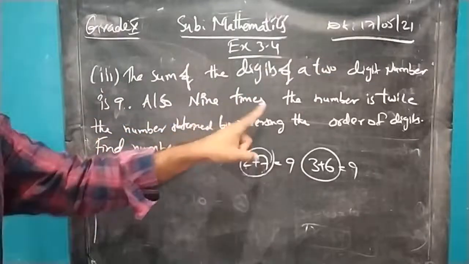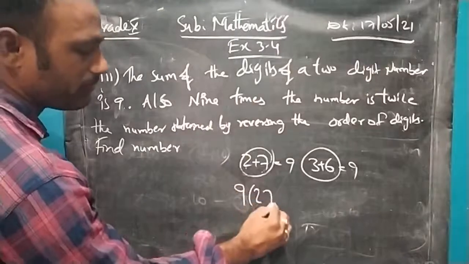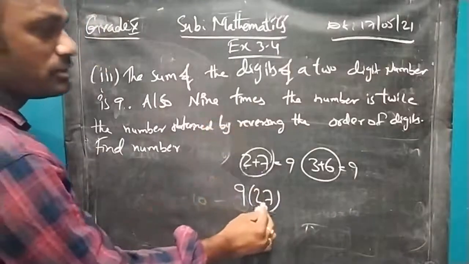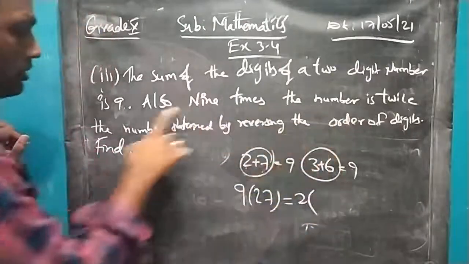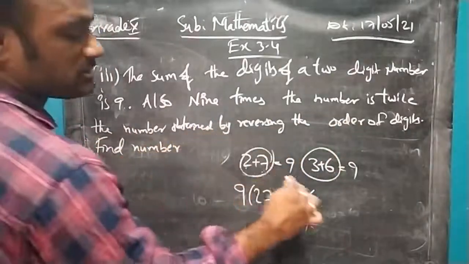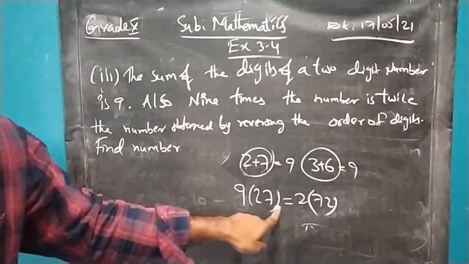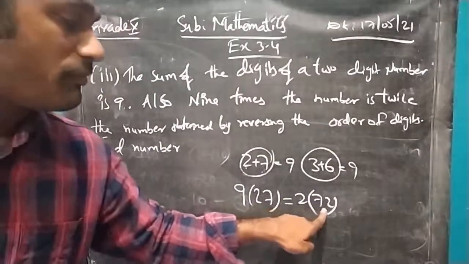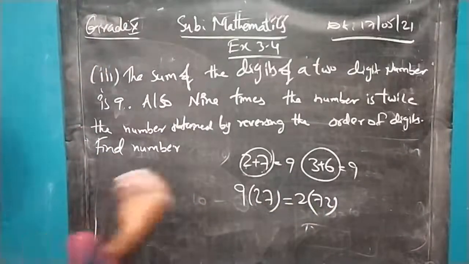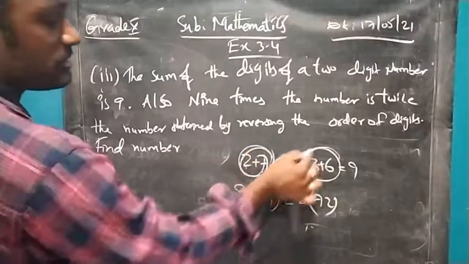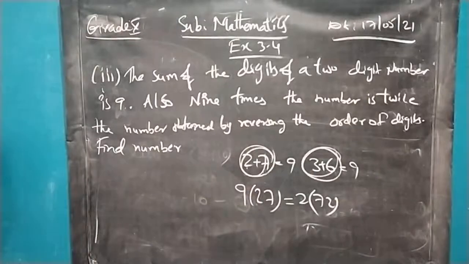Also 9 times the number. So 9 times of the original number means 9 into 27, is equals to twice. Twice means 2 into the number obtained by reversing. Reverse is how much? 72. So 9 into original number is equals to 2 times of reverse number. But we don't know whether 27 is the answer or 36 is the answer. For that reason, we have to take the variables and do the solving.